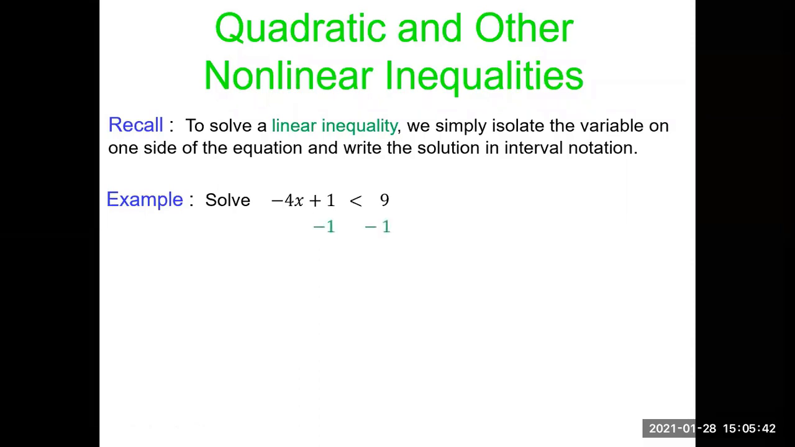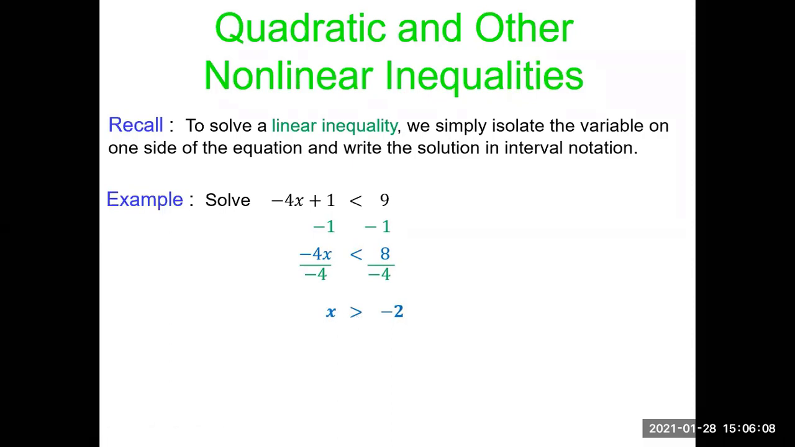So notice the first step is to subtract 1 from both sides, giving me negative 4x is less than 8. Now, in order to get x by itself, we still divide by negative 4. And you might recall that when you divide two sides of an equation or multiply two sides of an equation by a negative number, you have to switch the direction of the inequality sign. So this less than symbol now becomes greater than. So if you think about x being greater than negative 2 on a number line, that would give you all of the values from negative 2 to infinity, not including negative 2. If it said greater than or equal to negative 2, then we would put a bracket on the negative 2.